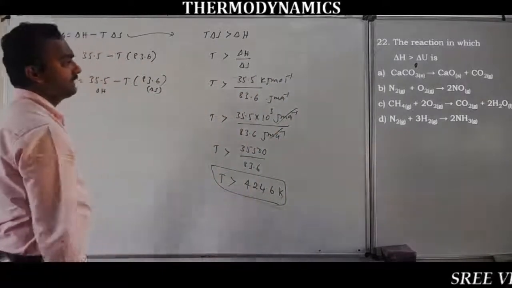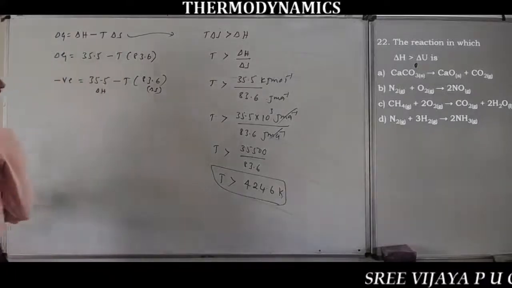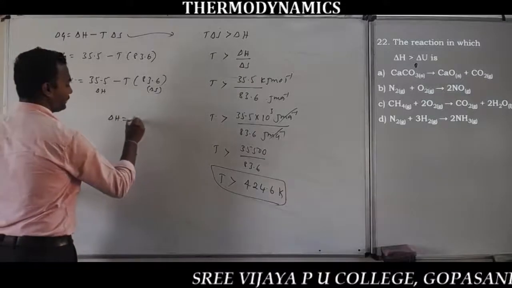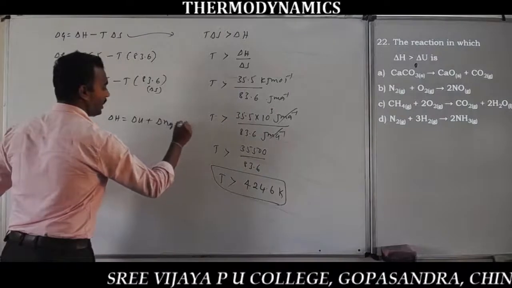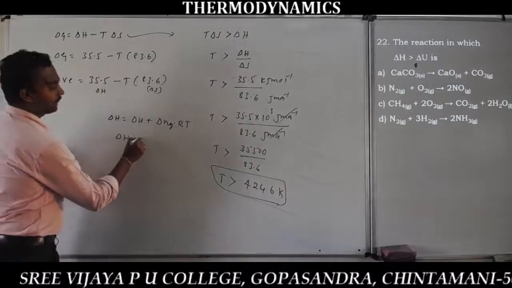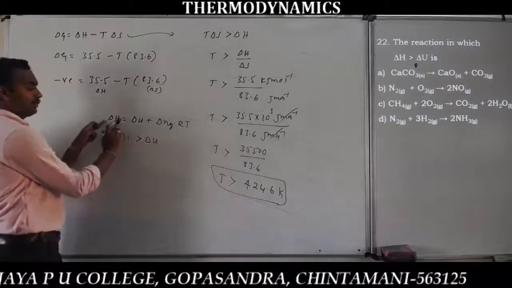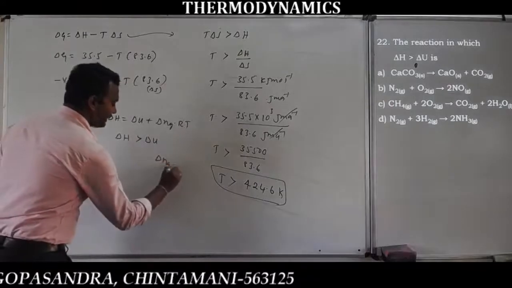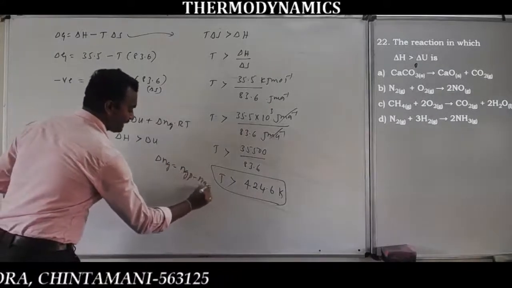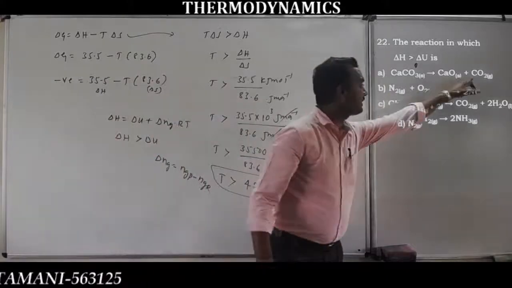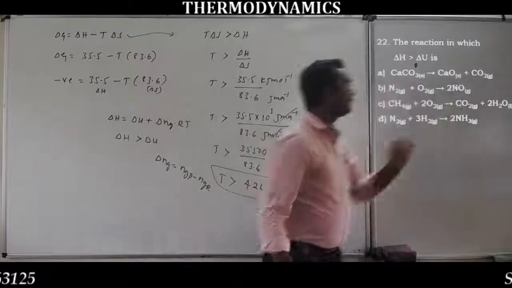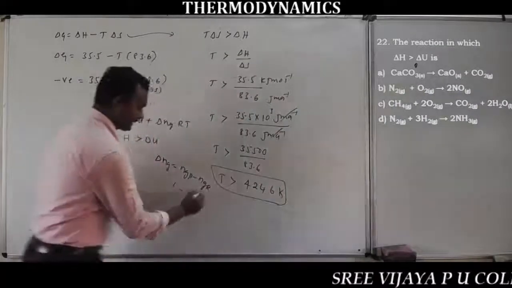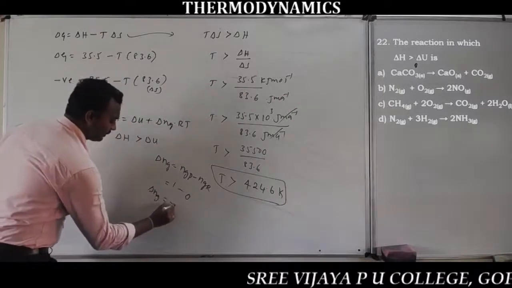Next, question 22. The reaction in which delta H is greater than delta U is. One of the important equations we know is delta H is equal to delta U plus delta Ng into RT. Delta H should be greater than delta U, so let us see what delta Ng is. For the first one, delta Ng is equal to the number of gaseous products minus the number of gaseous reactants. Solids are not taken. Carbon dioxide is 1 mole, so 1 mole minus gaseous reactants, which is 0 since only solid is present. So delta Ng is equal to +1.